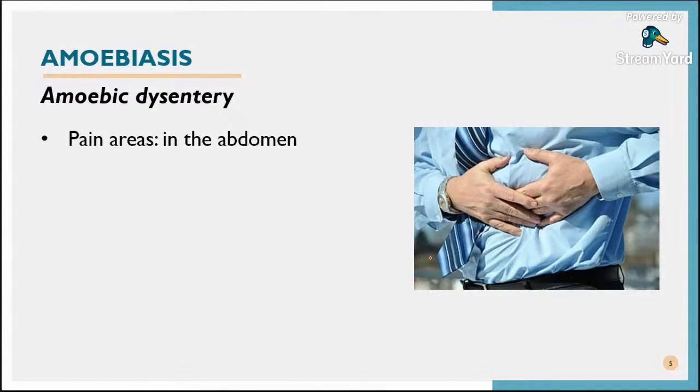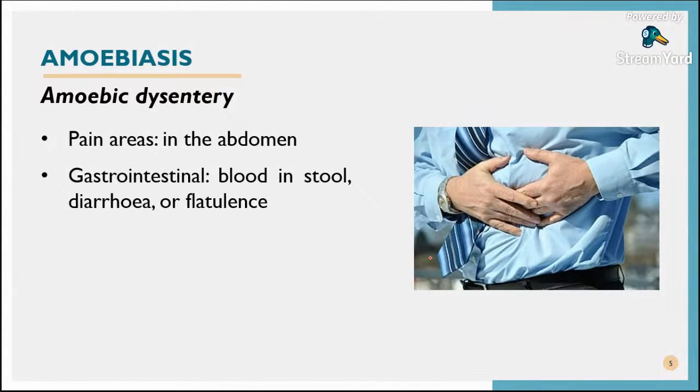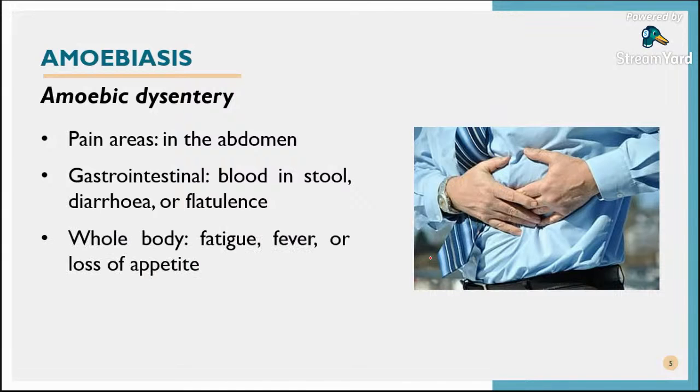Symptoms of amoebiasis include abdominal pain. It affects the gastrointestinal tract, causing blood in stools, diarrhea, and flatulence. Flatulence means there is formation of gas in the GIT.